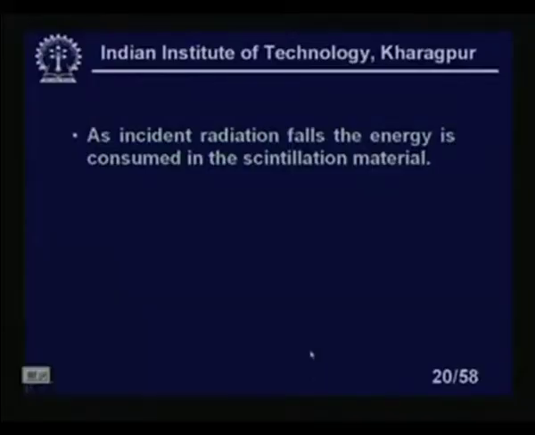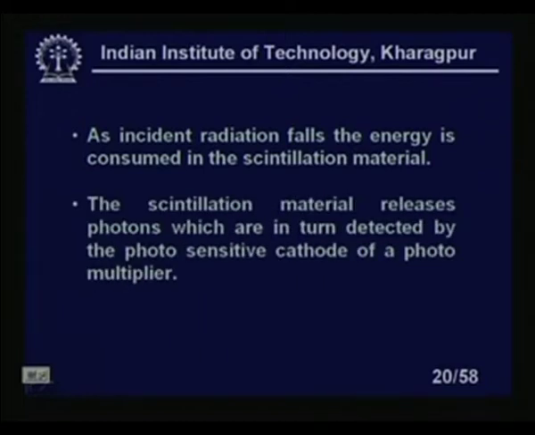There is an immediate multiplication of the current, so I will get a higher output. That is the reason we call it a photomultiplier tube. As the incident radiation falls, the energy is consumed in the scintillation material, and the scintillation material releases photons, which are in turn detected by the photosensitive cathode of a photomultiplier tube.